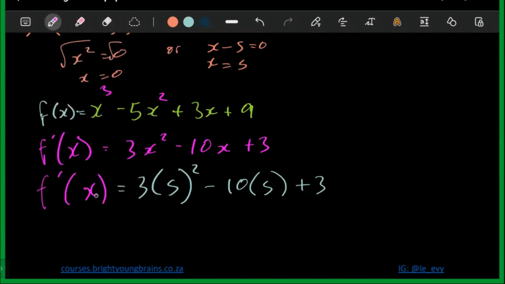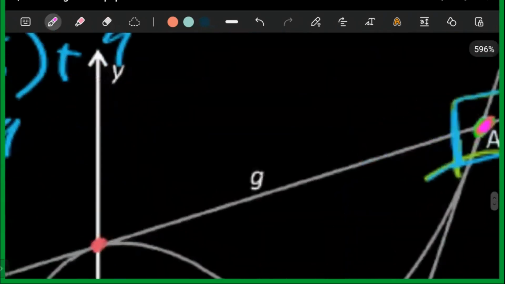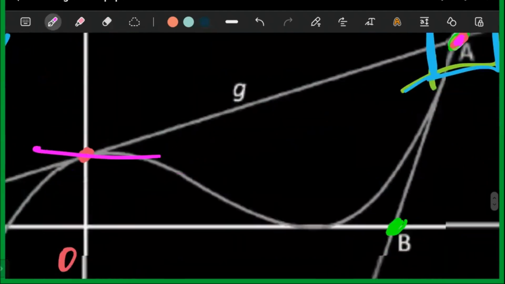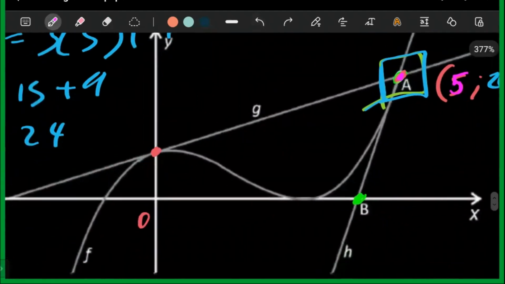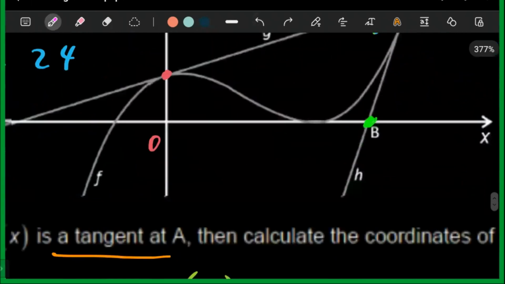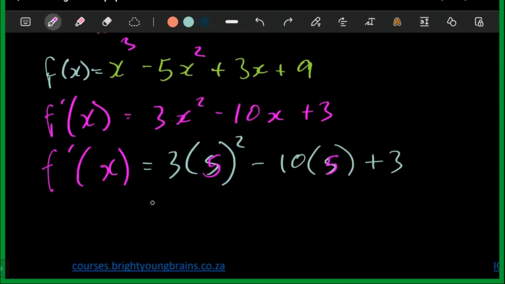So the gradient is left open, and then you have an x value of 5, because you're looking for a specific gradient. You don't want where the gradient is 0. The gradient is 0 here, and the gradient is 0 here also, but that's not what you're looking for. You're looking for the gradient here. So you don't know what the gradient is, so you leave this open, but you know it's at an x value of 5.